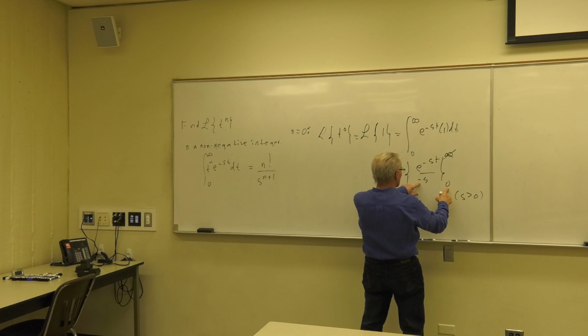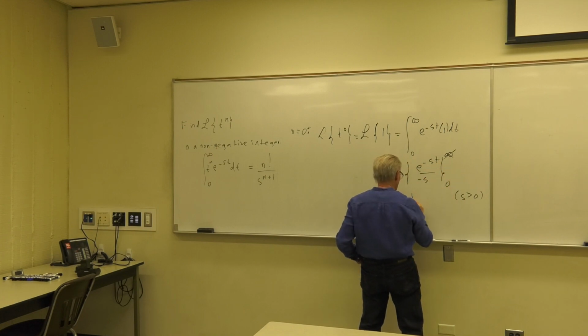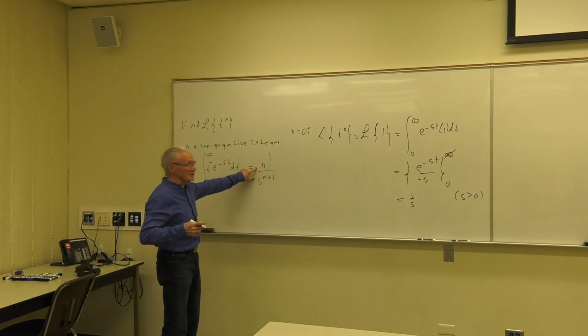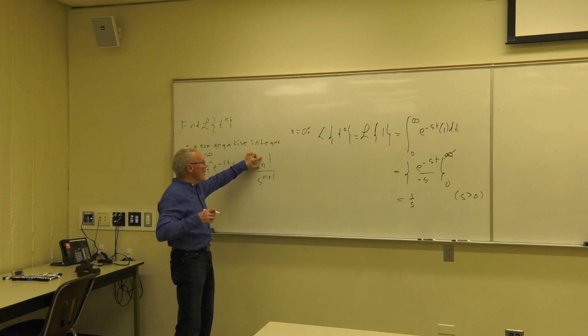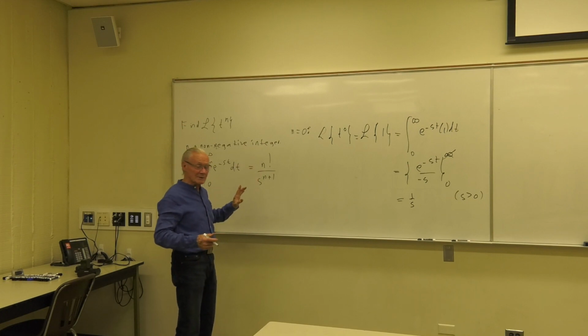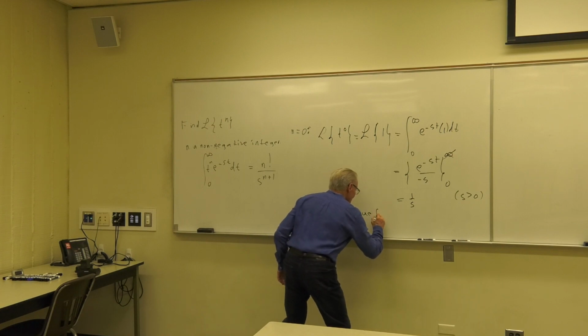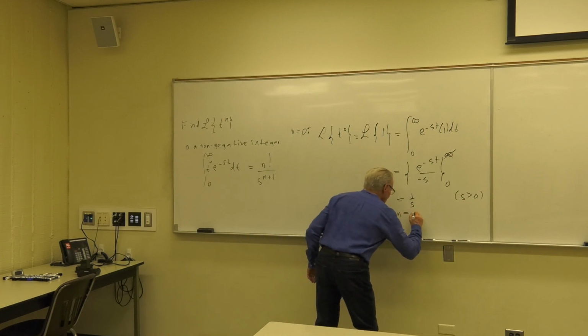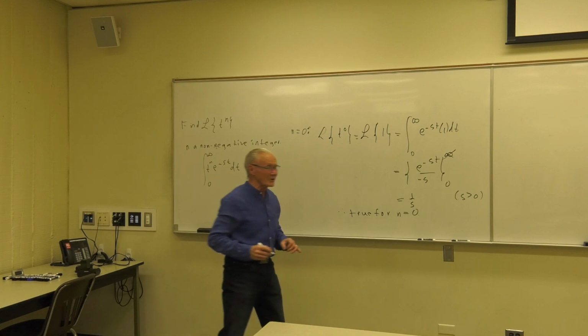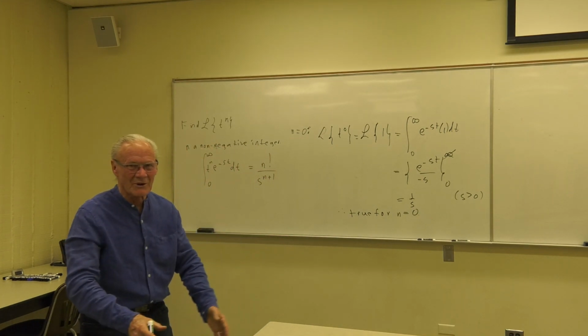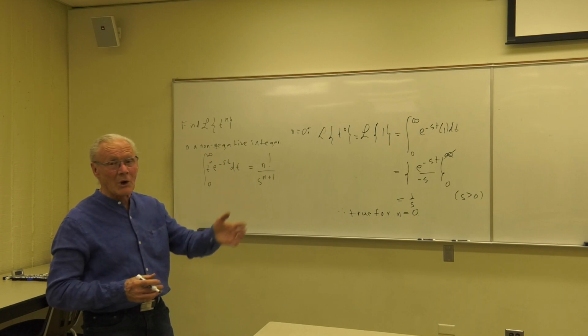And what will you be left with? At the lower limit, you put in t equal to 0, you get 1, and you get 1 over s. Is that what the formula gives if n is equal to 0? 0 factorial is 1. Yes. Therefore, it is true for n equal to 0. Not quite as trivial as the mathematical induction you saw before. It was usually obvious that it was true for the first case.